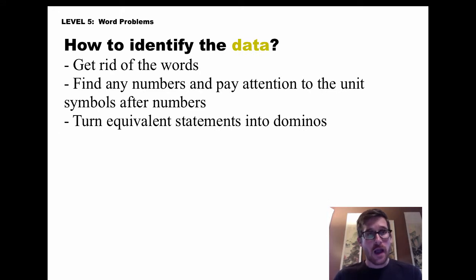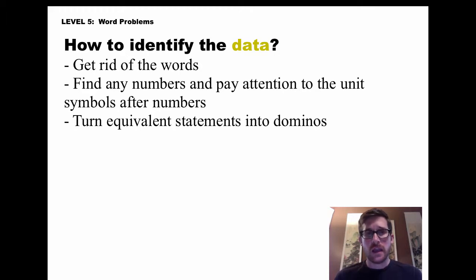So how to identify the data. That was how to identify the wanted variable. Now what's the data? When you're looking for the data, that's really the numbers. So you basically want to train yourself to not focus on the words here. We just want to look at what the numbers are and start collecting all that information. Make sure you include the units, though, those symbols after the numbers, whenever you're collecting data.